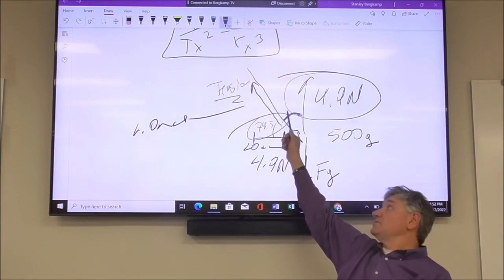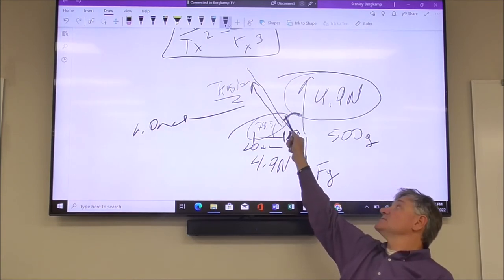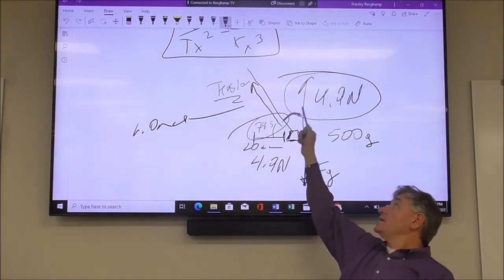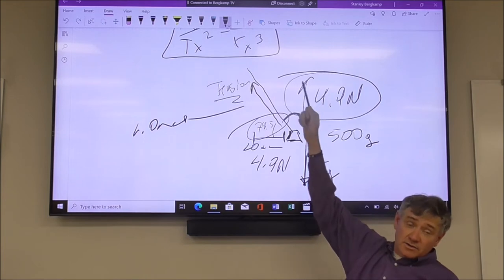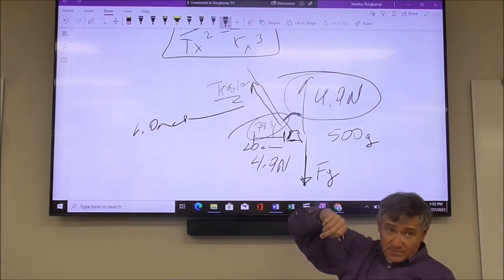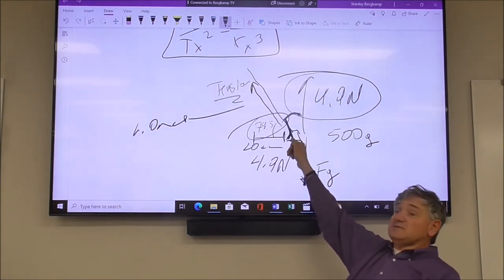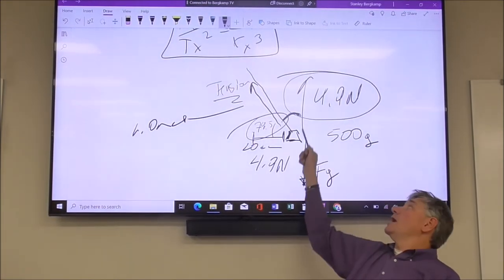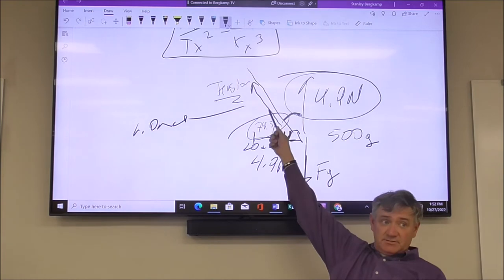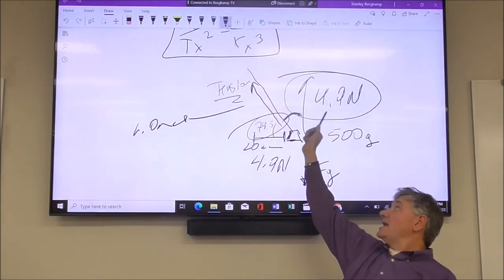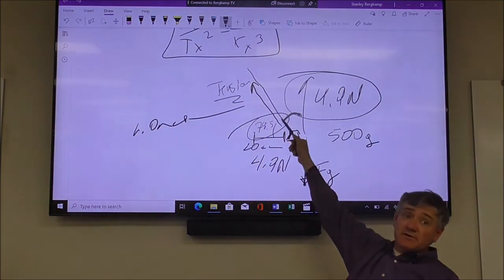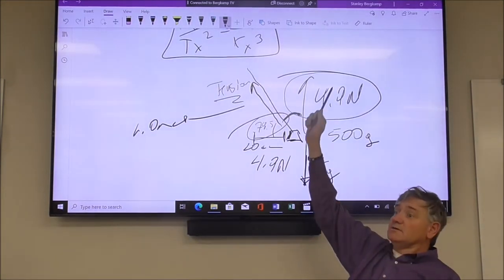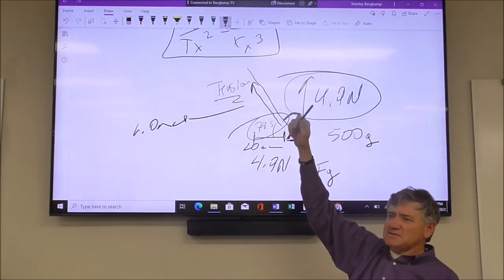So I'm going to use these distances to find the angle, and then use that angle to work out the force side. Then I'll know this angle and this vertical component, and I'm trying to find that tension. So this tension has to be bigger than 4.9. Okay, so that wasn't the bug. No, it wasn't.